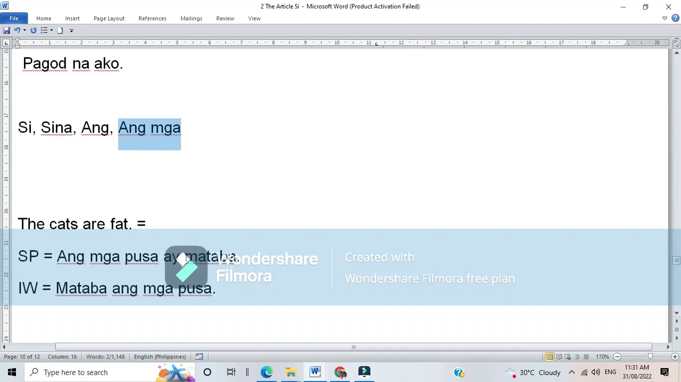So, ang mga is an article used to introduce two or more common nouns as the subject of the sentence. So, example, the cats are fat. Ang mga pusa ay mataba. Okay? So, that is our topic for today. The article si, sina, ang, and ang mga.